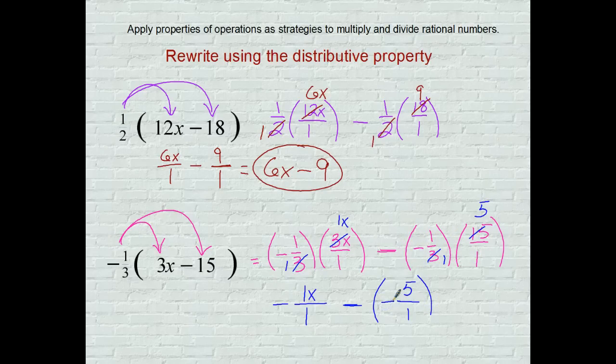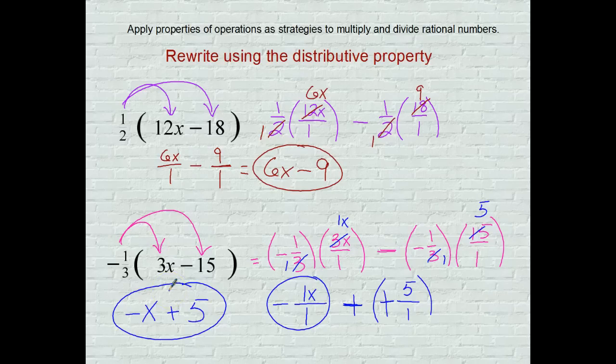So we have a negative negative. And what is a negative negative? Let's simplify this. We have -1x right here. A negative negative. Negative negative means add the inverse. So that means -1x plus 5. Final answer.